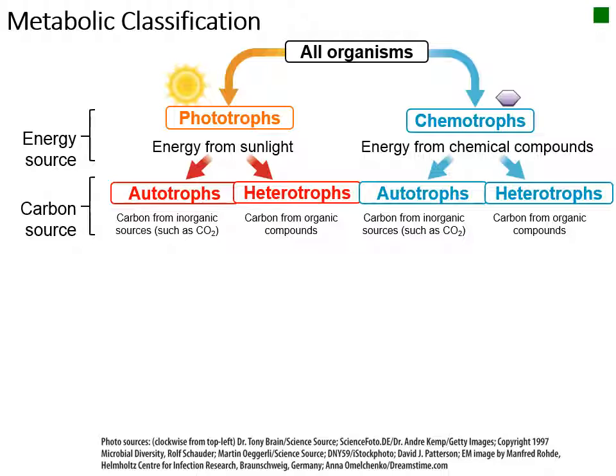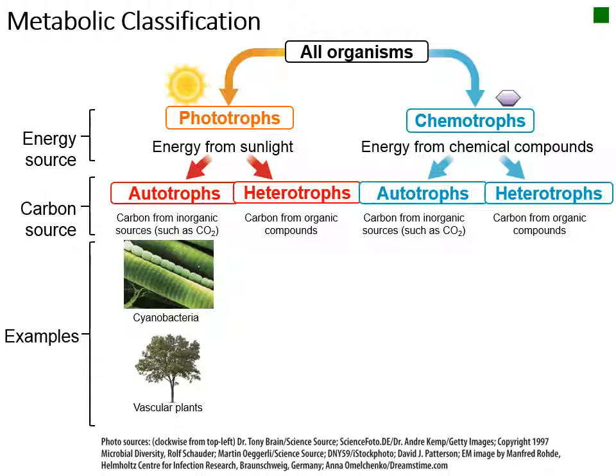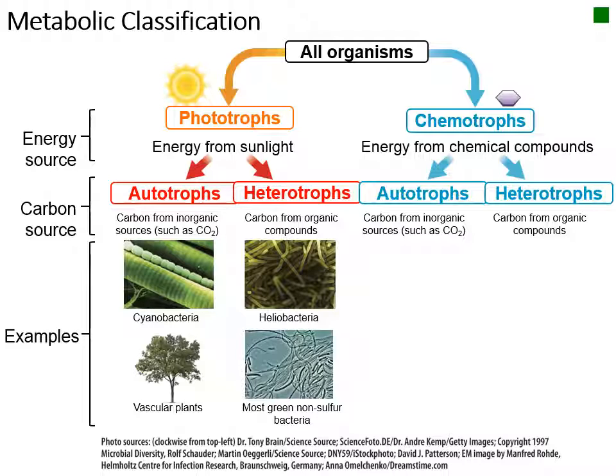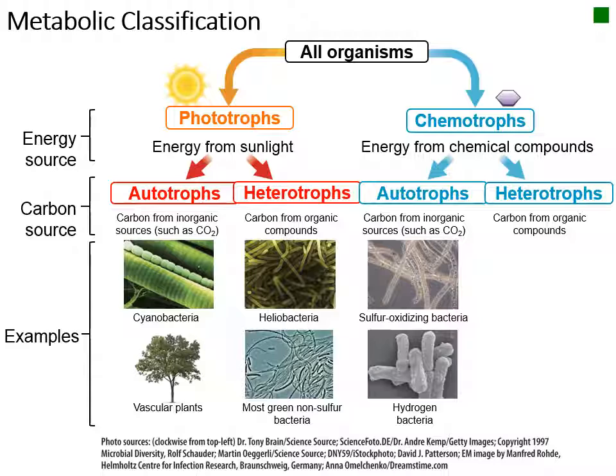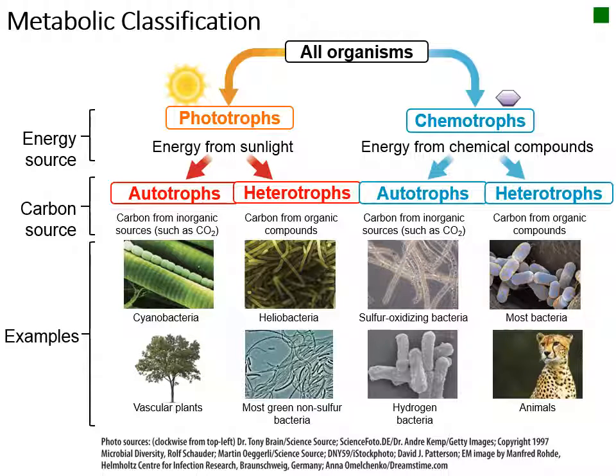Organisms are then classified based on the combination of these terms. For example, plants obtain energy from the sun and carbon from carbon dioxide, so they are classified as photoautotrophs. Various bacteria are classified as photoheterotrophs, while other bacteria are chemoautotrophs. Humans, such as yourself, would be classified as chemoheterotrophs.